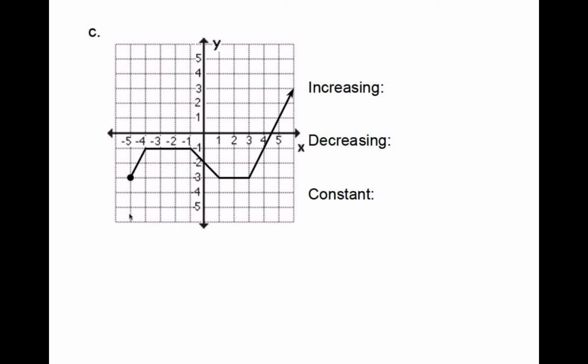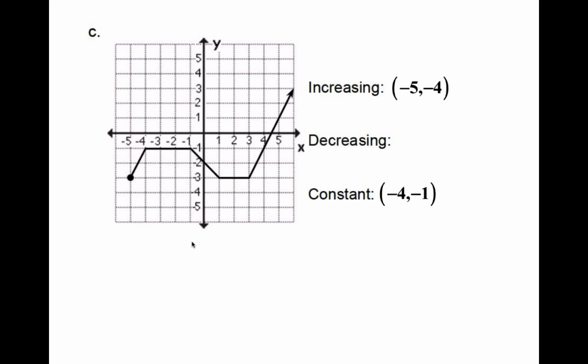Okay, you're up. Starting here, what is the interval in which the graph is increasing, decreasing, or constant on the left side? Okay, so it's increasing from an x value of negative 5 to negative 4. Then what is happening to the graph? Okay, it is constant from an x value of negative 4 until negative 1.